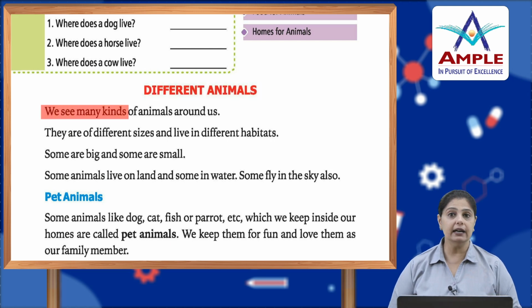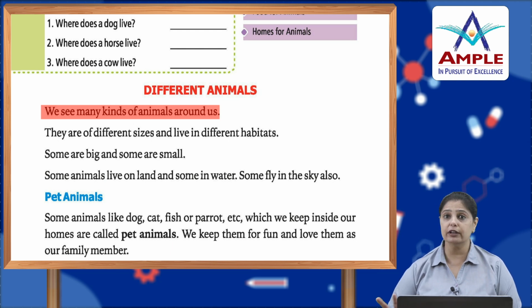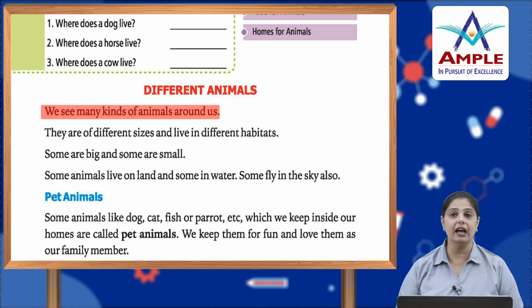Now let's talk about different animals first. We see many kinds of animals around us. You must have seen, children, that there are different types of animals. There is a rabbit, which looks different from a tiger. There is elephant, there is giraffe. They all look so different. Although elephant and giraffe are tall, still they look so different. Like we humans also look different, isn't it? Not everybody looks alike. So similarly, animals also look different.